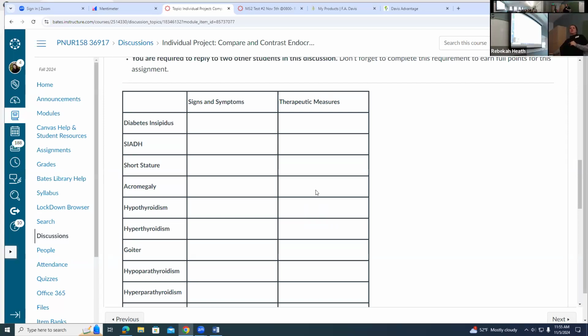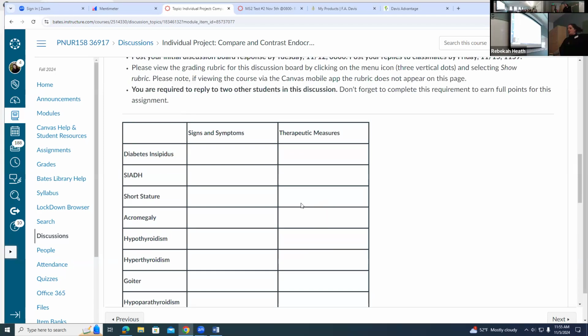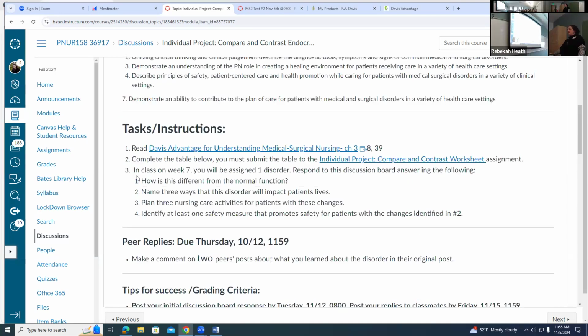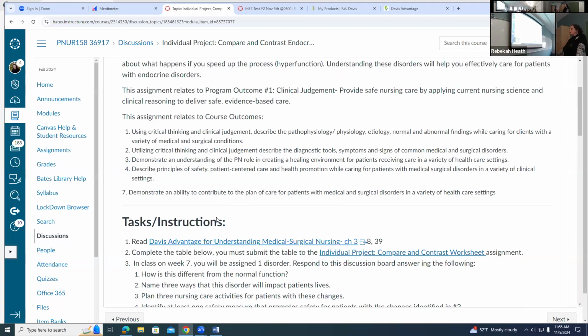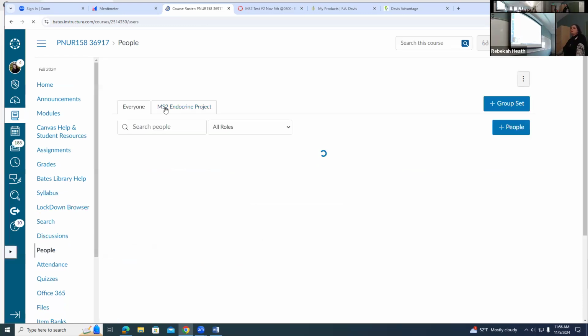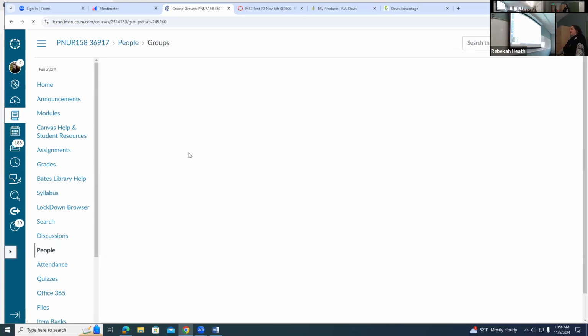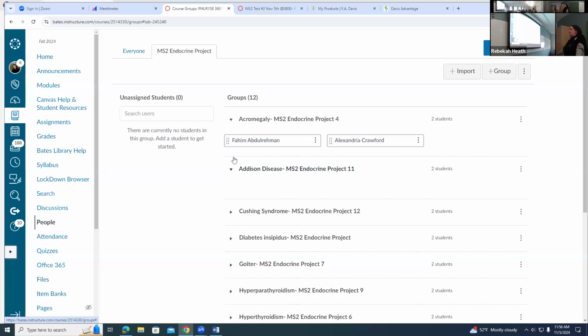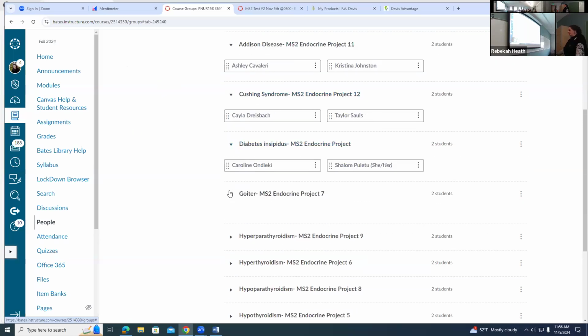You fill that out and submit that sheet to the other assignment that says compare and contrast worksheet. This assignment is the discussion board, where you have been assigned a certain disorder. For whatever your assigned dysfunction, say how it is different than normal function. Name 3 ways that this disorder will impact their lives. Plan 3 nursing care activities for patients with these changes. Then identify at least 1 safety measure that promotes safety with your assigned condition. You can see which group you're in. If you go to People, there's the MS2 endocrine project, and you just have to open them up to see who you are. I'll open these up so you can see.